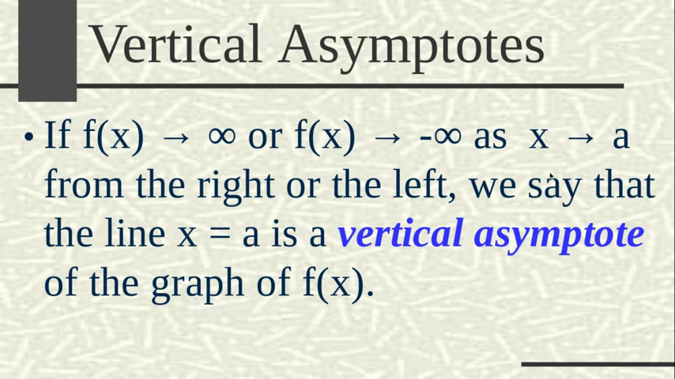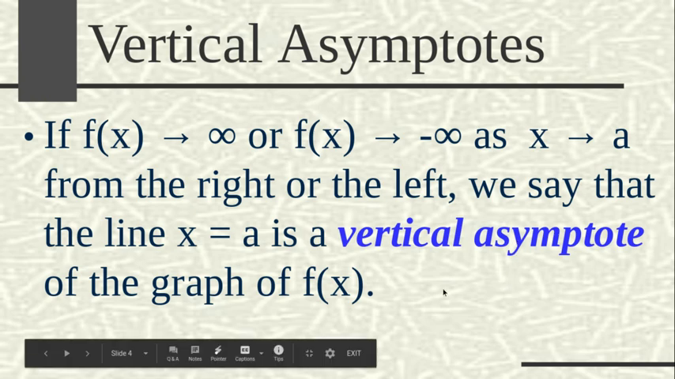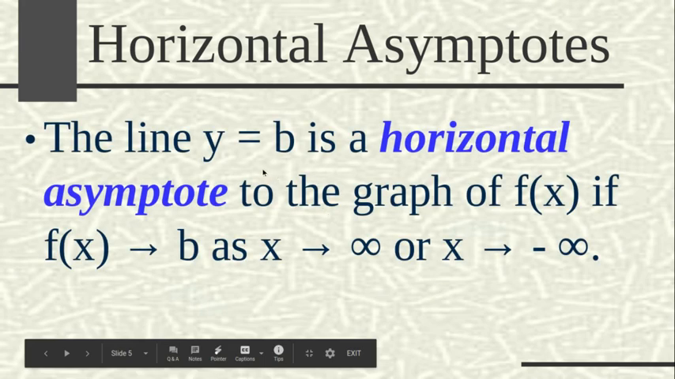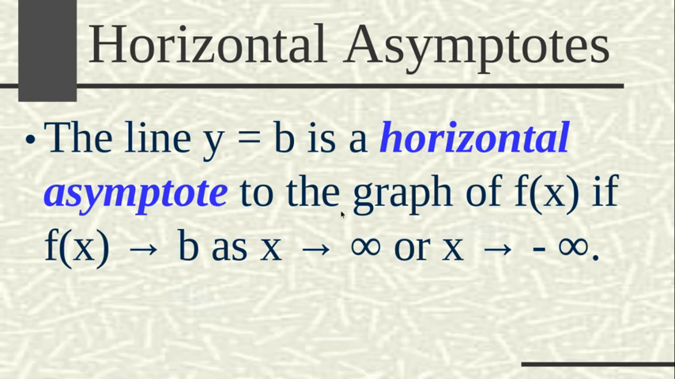Now, rational functions can also have horizontal asymptotes. So the definition of a horizontal asymptote would be this. The line y equals b, so that's a horizontal line, is a horizontal asymptote to the graph of the function if the function or the y values approach a constant as x goes to infinity or negative infinity. So graphically, what that means is as the graph moves infinitely to the left or to the right, the function approaches a constant. So the graph levels off at some type of horizontal line. All right. So this is the technical definition of what a horizontal asymptote is.